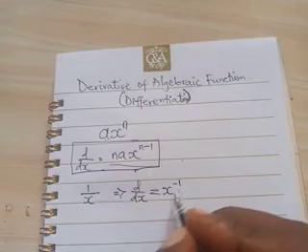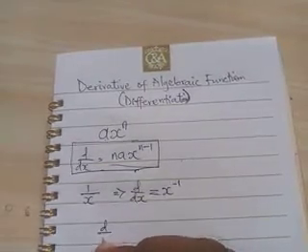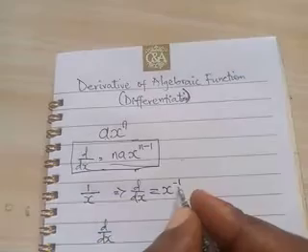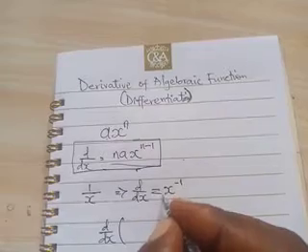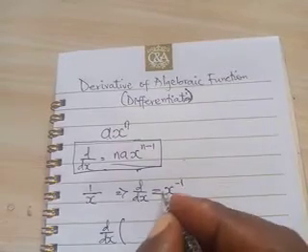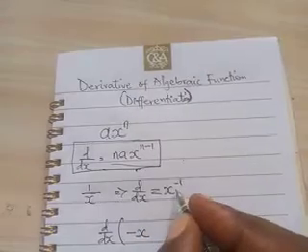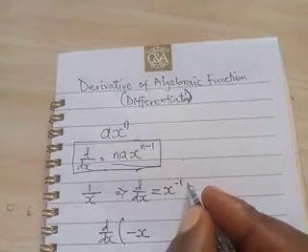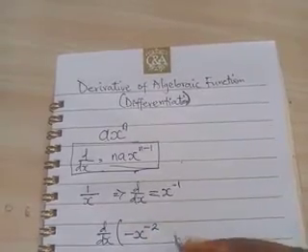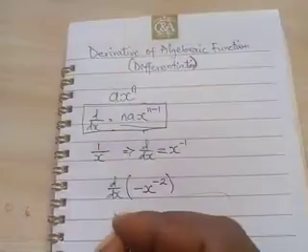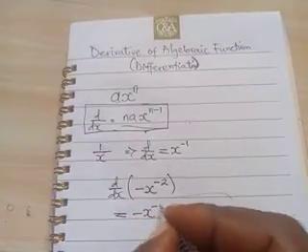So for me to differentiate this, I will have d of the x into 1 minus 1 times 1. Minus 1 times 1 will give me minus 1. That's minus x. Minus 1 minus 1 gives me minus 2. So the answer is minus x raised to power minus 2.